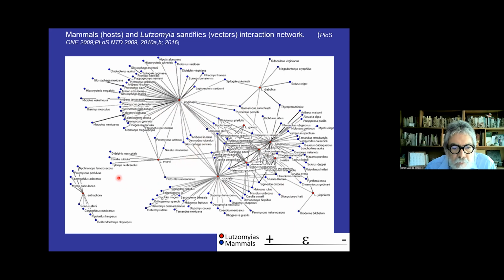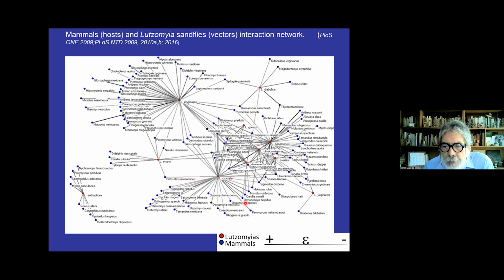And interesting, there are some parts of the networks where, for example, this sandfly species, Lutzomia anthropophora, does not share any of the mammals where they are distributed, occurring in Mexico. So from this network you can derive a lot of information or make inferences about the geography of this zoonotic disease.